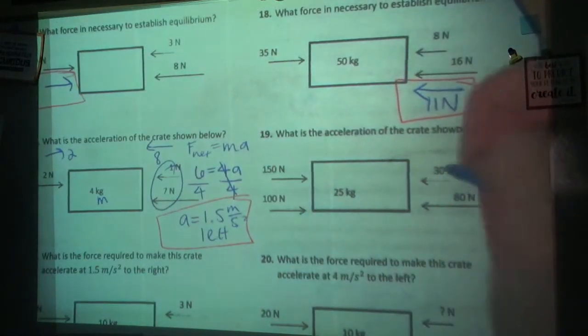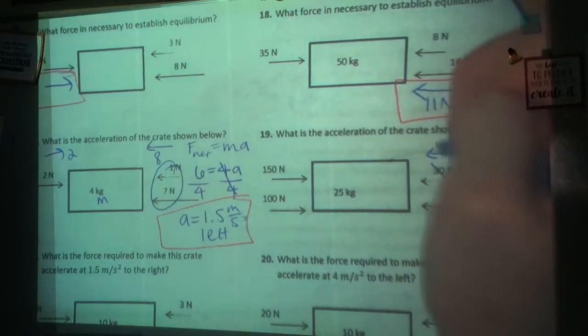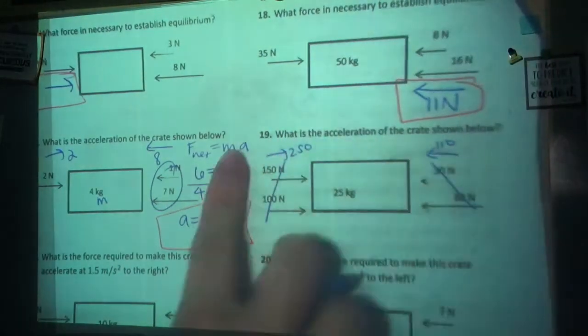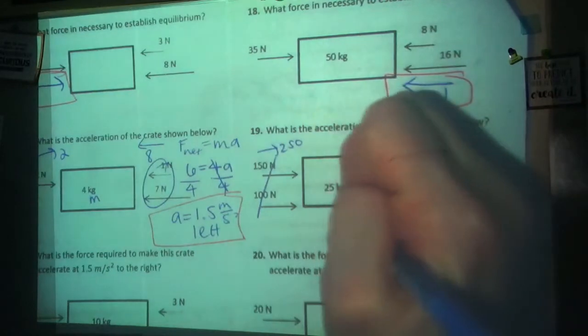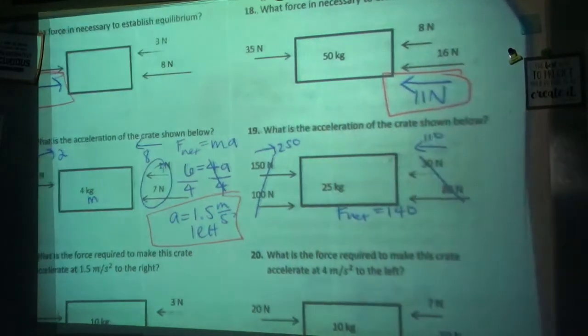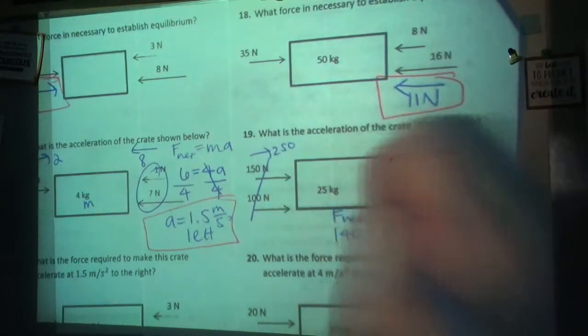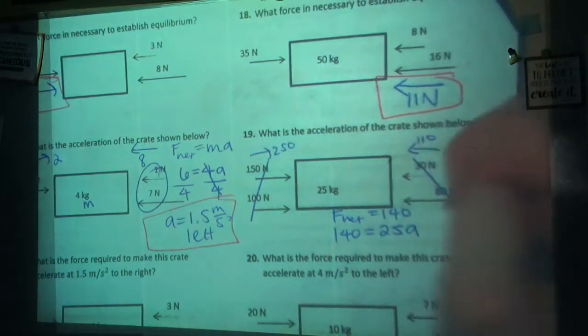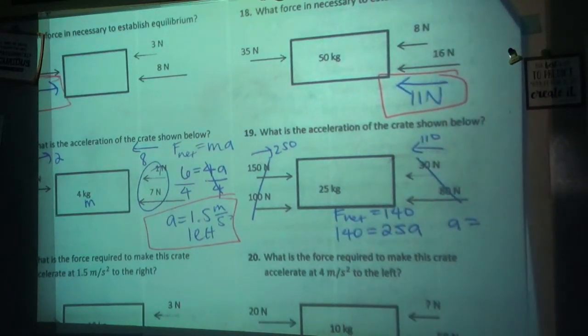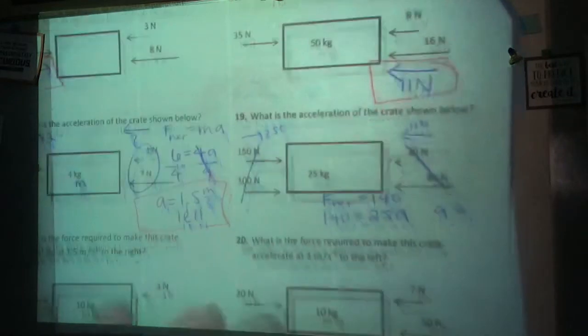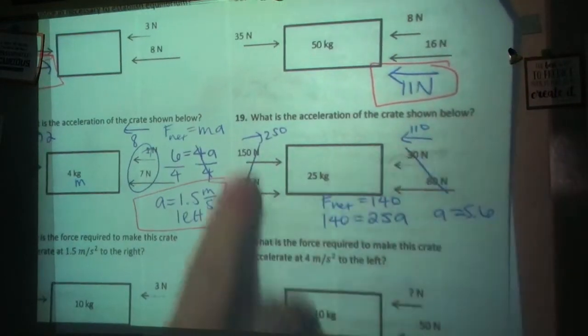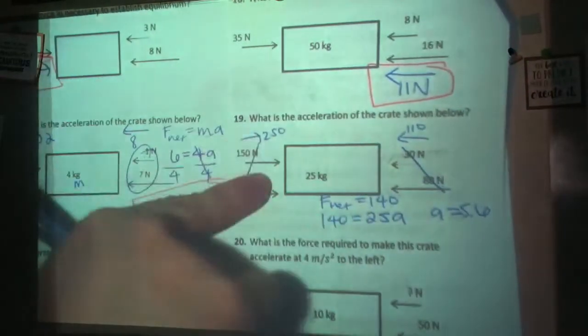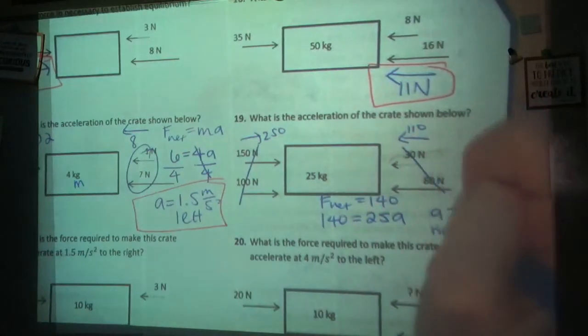19, again finding acceleration, so I want net force, so 30 and 80, that becomes 110. 150 and 100 becomes 250. Now these two are opposite directions, so I'm going to subtract and I get my net force is 140. And now you just plug in net force equals mass times acceleration. You divide and you get your acceleration is 5.6. And then because I had the bigger force to the right, my net force was to the right, so my acceleration will be to the right.